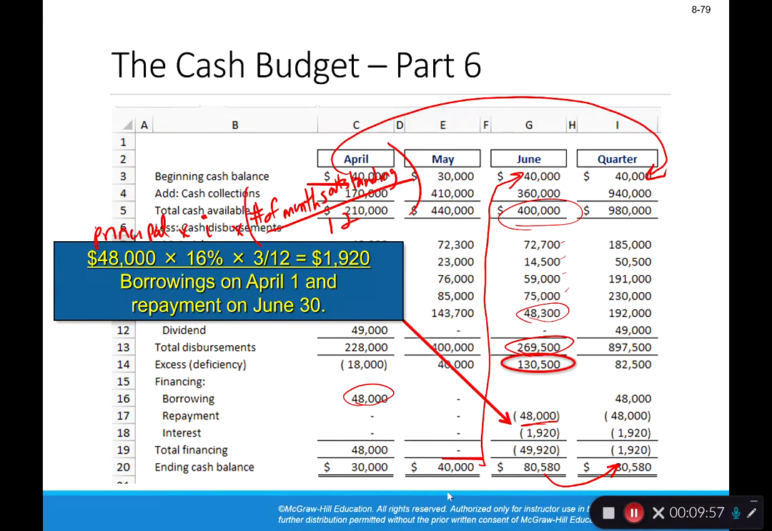Just one final comment on the financing section. I referred to the textbook, and it does say in the textbook that in the chapter we're always assuming that borrowings happen on the first day of the budget period and repayments happen on the last day. So because we're budgeting for a quarter, that's why the assumption is that we borrow on the first day of the quarter, which is April 1st, and we repay on the last day of the quarter, which is June 30th.